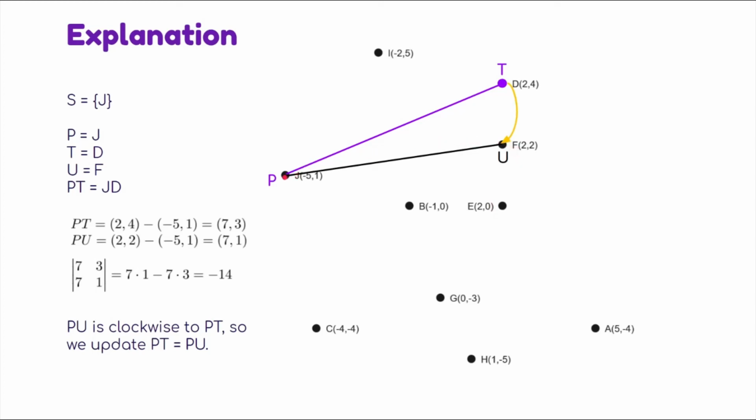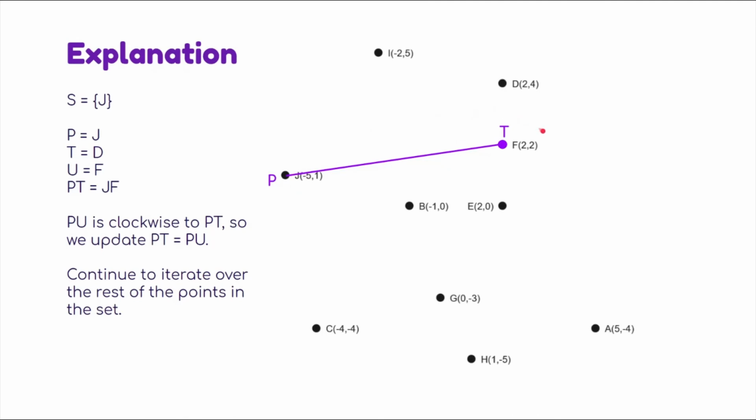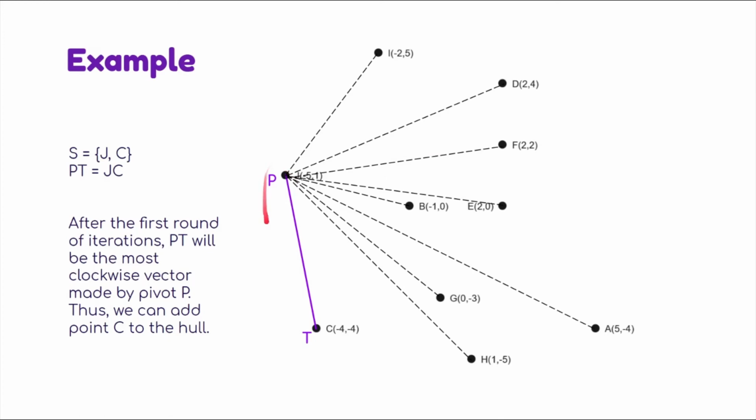We want to check the orientation of this vector PU with respect to PT. And this time the cross product returned a negative number, so we know that PU is clockwise to PT. So we want to update our PT vector. So now we have this new PT vector, and we will continue to iterate over all the vectors formed by this pivot point P and the rest of the points in the input set.